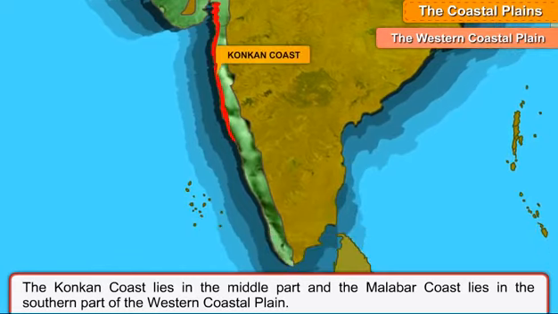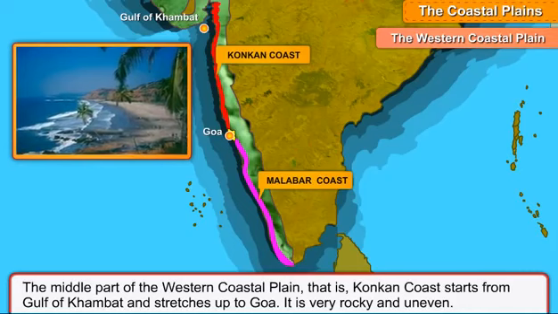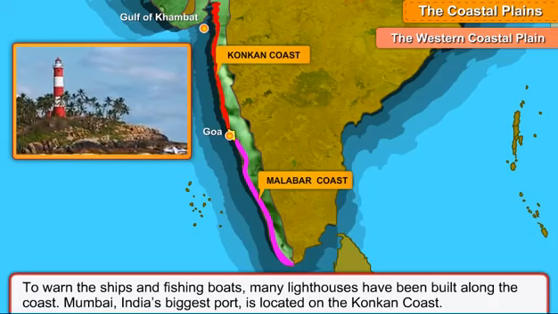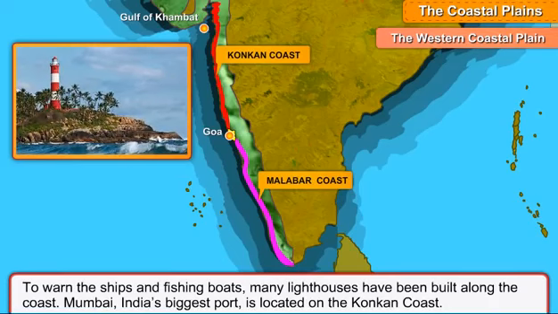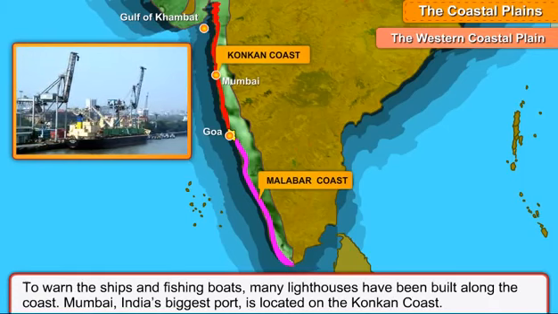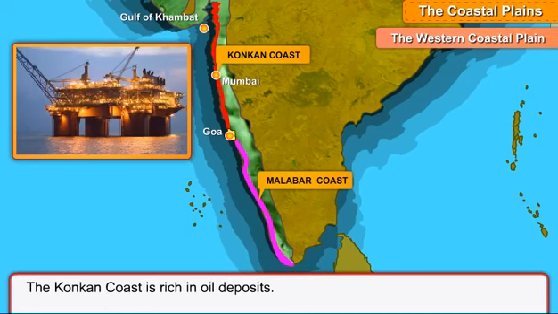The Konkan coast lies in the middle part and the Malabar coast lies in the southern part of the Western Coastal Plain. The middle part of the Western Coastal Plain, that is Konkan coast, starts from Gulf of Khambat and stretches up to Goa. It is very rocky and uneven. To warn the ships and fishing boats, many lighthouses have been built along the coast. Mumbai, India's biggest port, is located on the Konkan coast. The Konkan coast is rich in oil deposits.